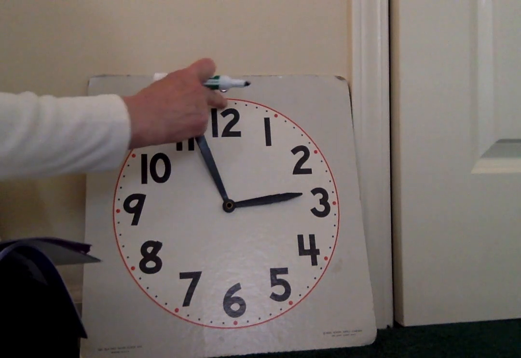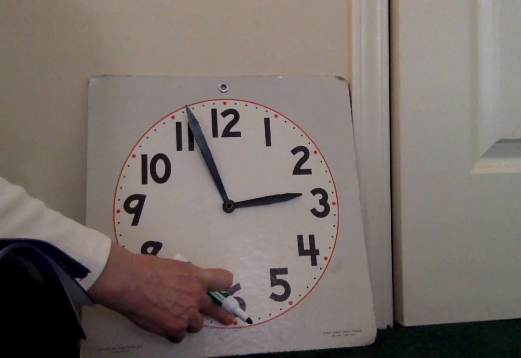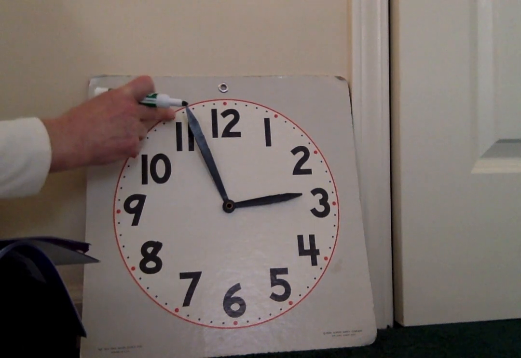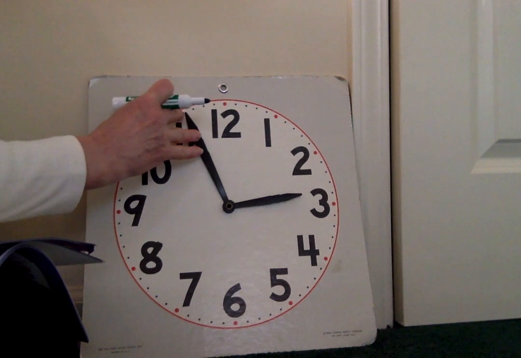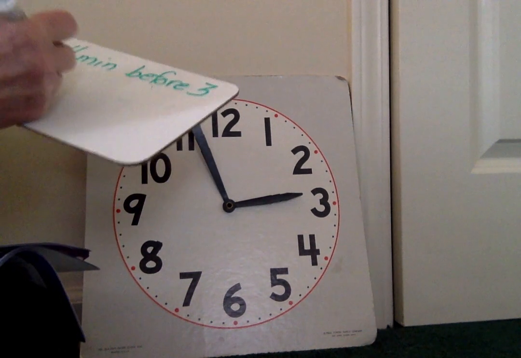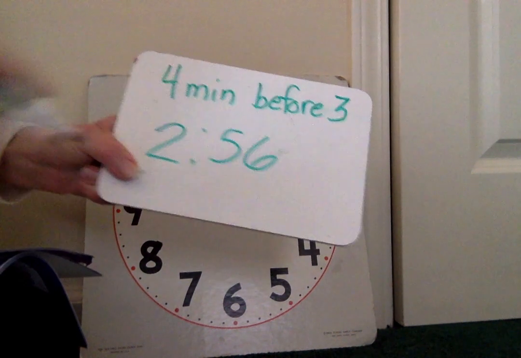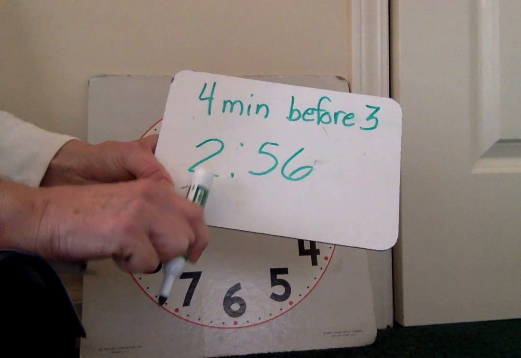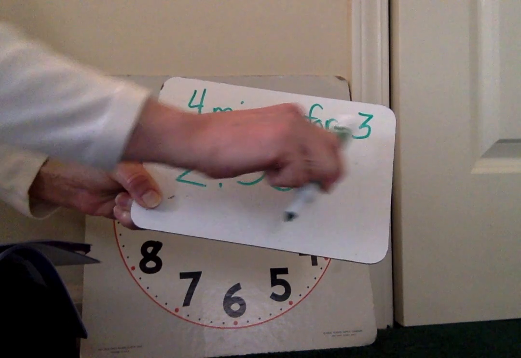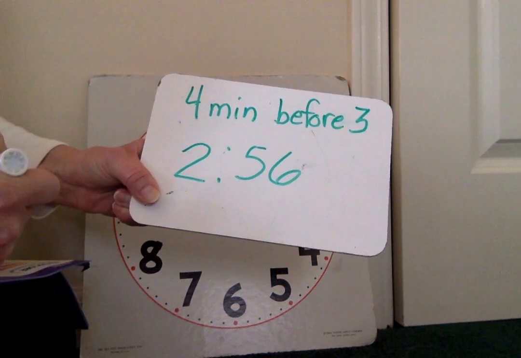Let's count our minutes. 5, 10, 15, 20, 25, 30, 35, 40, 45, 50, 55, 56. 2:56. 56 minutes after 2 is the same as 4 minutes before 3. Because it'd be 4 more minutes, it would be 60, and that's the hour.